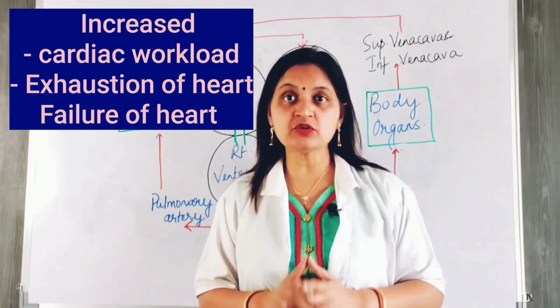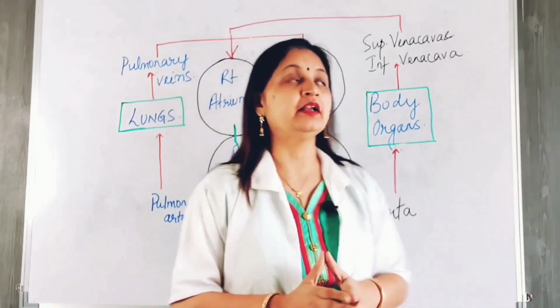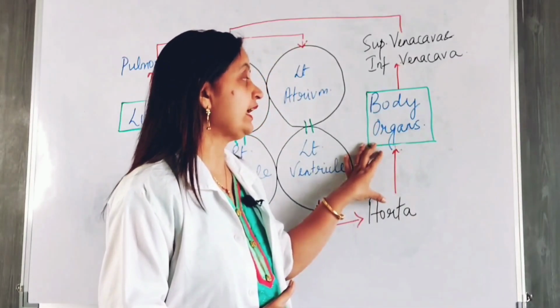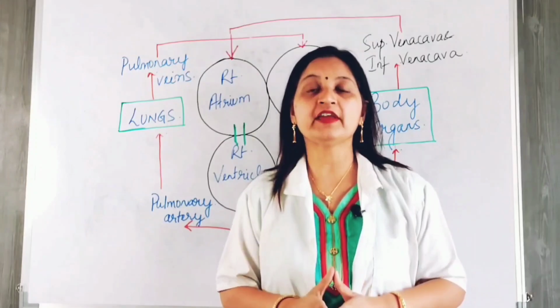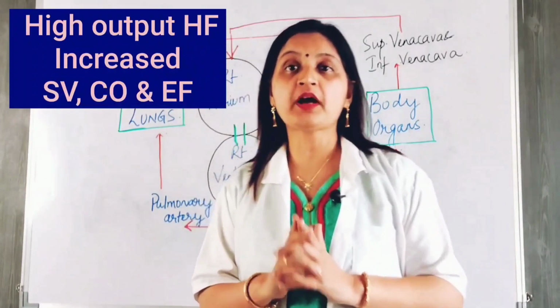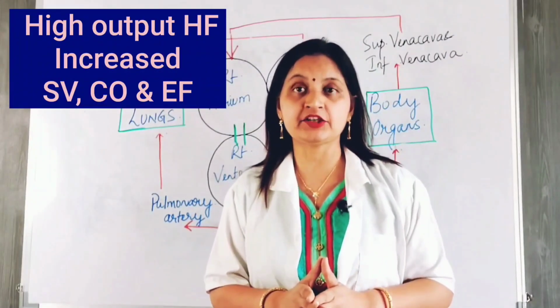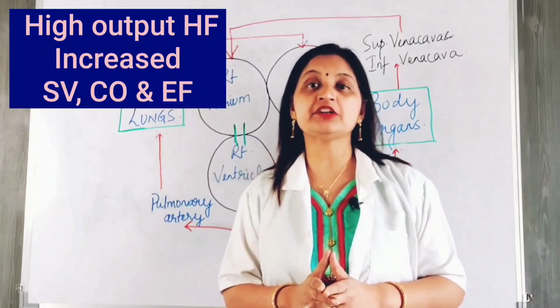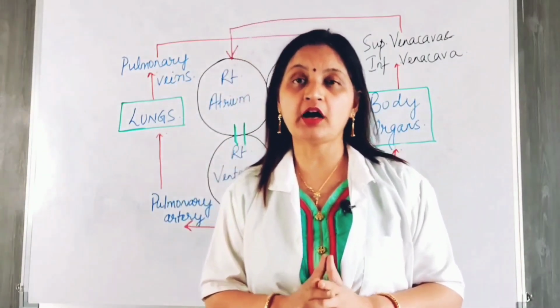So because of increased workload and exhaustion, the heart fails to supply adequate blood to the various parts of the body, and this can cause tissue hypoperfusion and organ failure. So in high output heart failure, the stroke volume and cardiac output are very high, and this is due to an underlying medical condition. So the underlying medical condition needs to be identified and treated in high output heart failure.